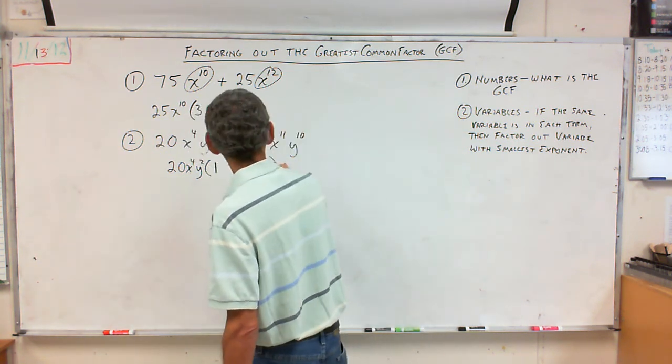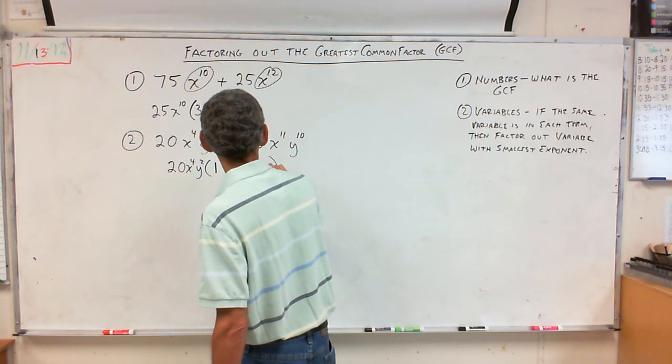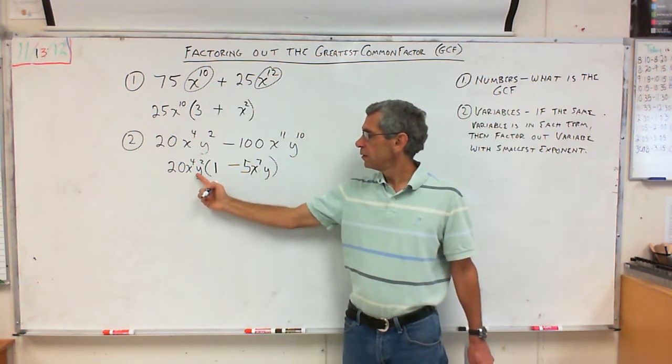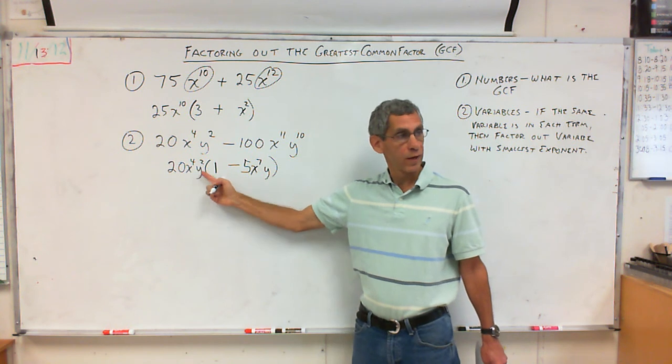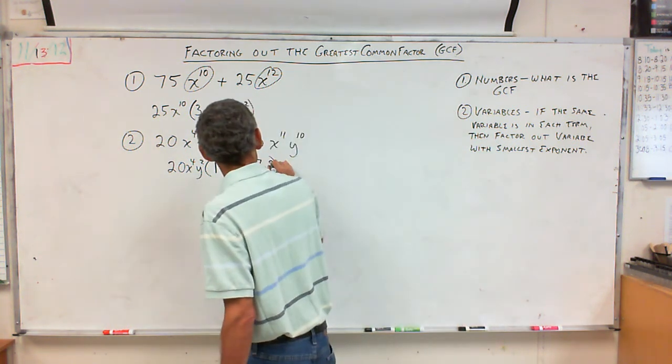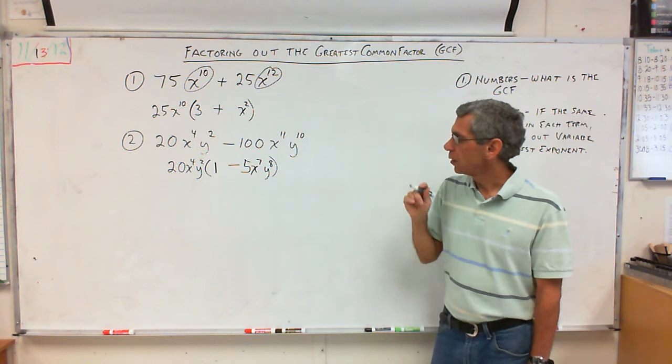And then last one is y to the 10 divided by y to the 2 is y to the 10 minus 2, which is y to the 8, right? Good. Awesome. There we go.